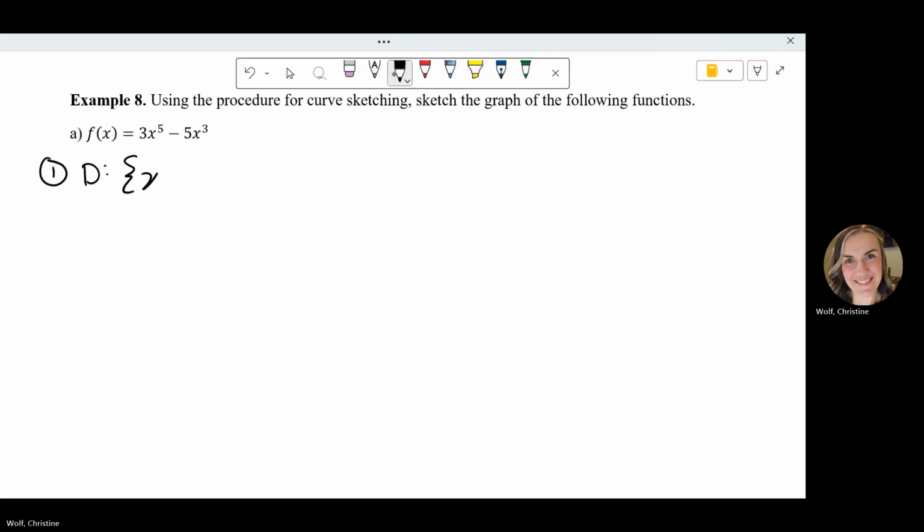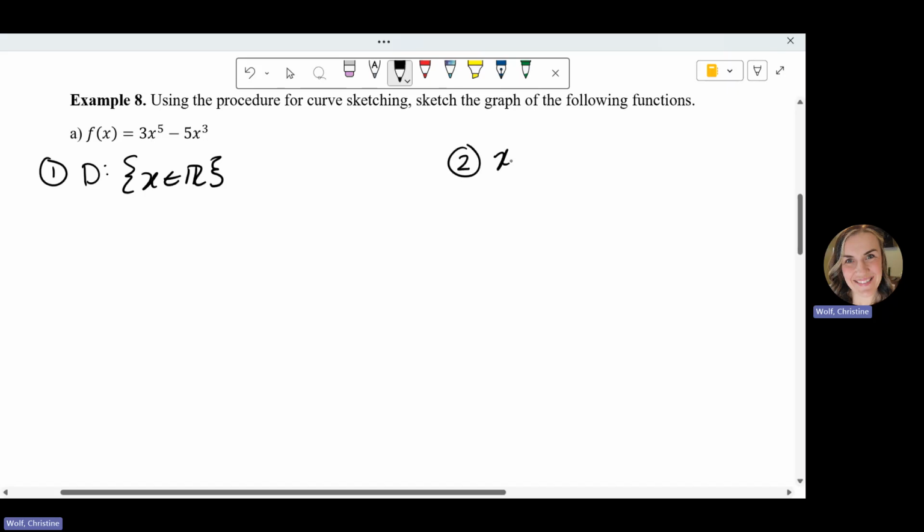Okay. All right. Step number 2 are our intercepts. I'm going to go over here to do that. So I will start with my x-intercepts first. We know by now that to do x-intercepts, we set y equal to 0. So I have 0 equals 3x to the power of 5 minus 5x cubed. The only way I can really factor this at this point is to remove the GCF, and the GCF here is just x cubed.